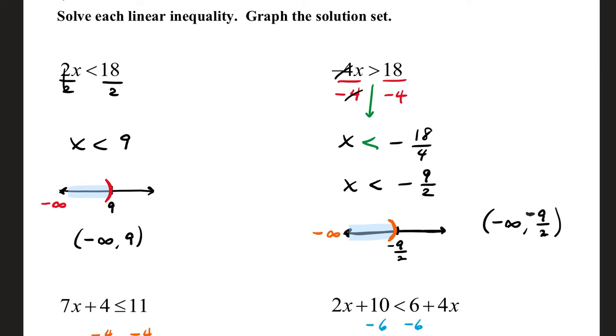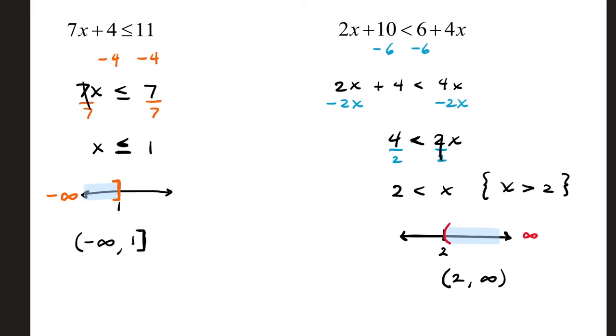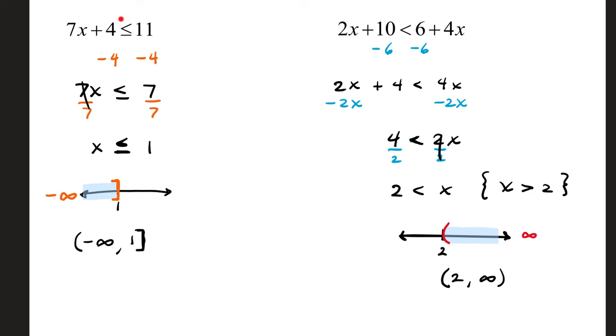Moving to the examples below, we still have linear inequalities. 7x plus 4 less than or equal to 11. Subtract 4 from both sides. That leaves 7x less than or equal to 7. Divide both sides by 7, and that leaves x less than or equal to 1. We did not have to reverse the inequality symbol because we divided by a positive 7. If that had been a negative 7, we would reverse the order.